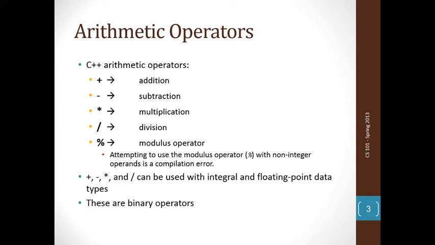C++ arithmetic operators are plus, used for addition, minus, used for subtraction, multiply, used for multiplication, divide, used for division, and this is the modulus operator. Attempting to use the modulus operator with a non-integer operand is a compilation error. If we use the modulus operator with a floating point number, any non-integer double or float, there will be a compilation error. We cannot use the modulus operator with floating point numbers.